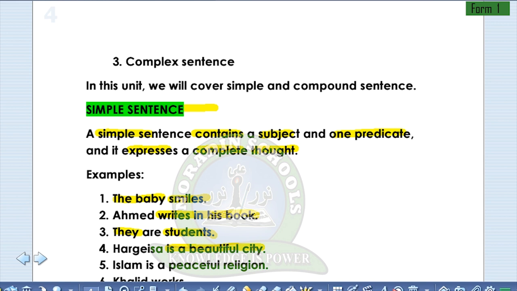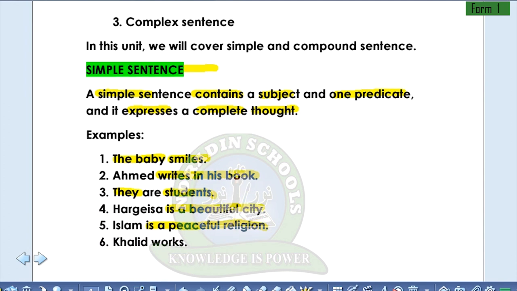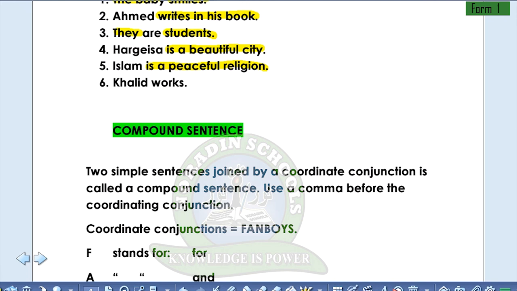Islam is a peaceful religion. Is a peaceful religion is the predicate here. It tells us what Islam is. Okay, the sixth one, Khalid works. The verb works tells us what Khalid does every day, and it's the predicate. That is the end of the simple sentence examples.